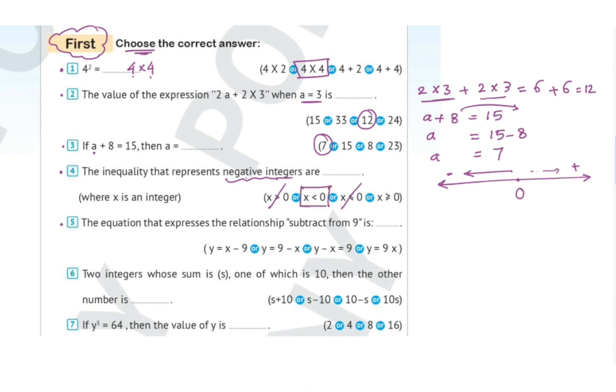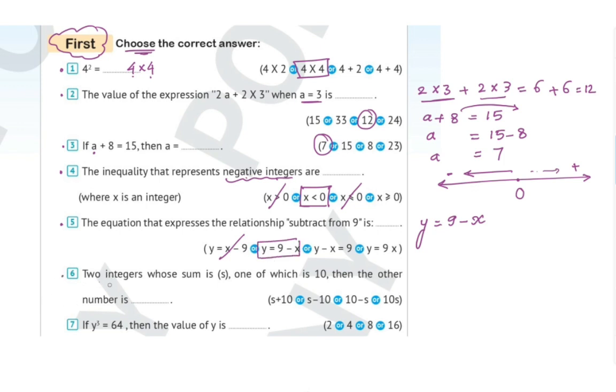Point 5. The equation that represents the relationship subtract from 9. Subtract from 9 means 9 minus a number. 9 minus what? Call the number x, right? Equals what? Equals y, the dependent variable. So, y equals x minus 9? No. y equals 9 minus x.